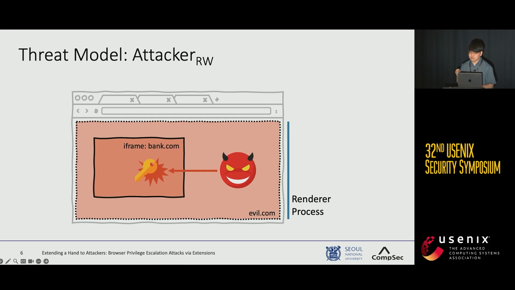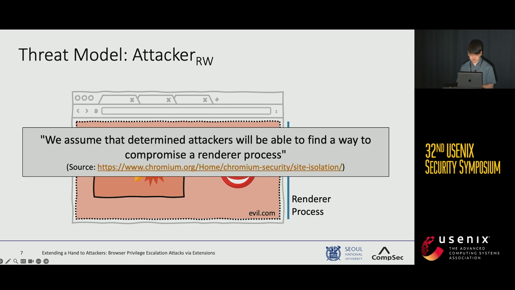Specifically, there are two types of attackers we considered. The first one is an attacker with read and write capability. They exploit a vulnerability in the rendering engine to execute arbitrary code. They can also spoof IPC messages to the browser process. Since the rendering engine is so complex, it's nearly impossible to be bug-free. The Chromium team even assumes that determined attackers will be able to find a way to compromise the render process.